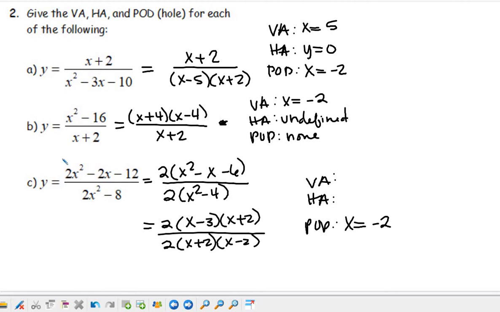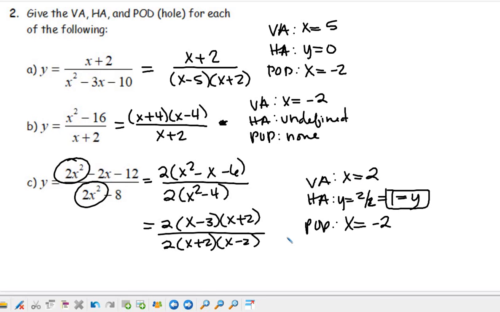My horizontal asymptote, this is same over same. Remember, this has nothing to do with the coefficient. The fact that the coefficients are the same is just a complete fluke. We're talking about the degree of the polynomial. So it's a second degree over a second degree. And the horizontal asymptote is the ratio of the coefficients, which is 2 over 2, which means my horizontal asymptote is y equals 1.